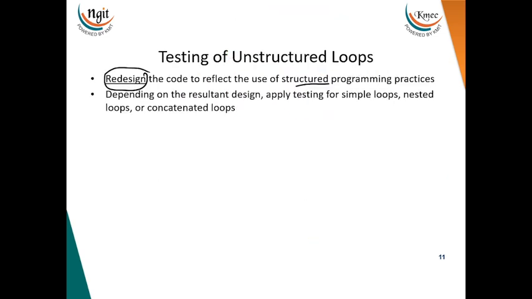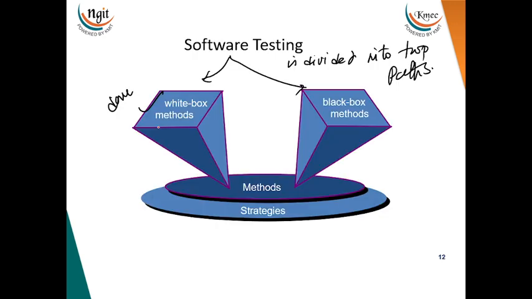Then if we have an unstructured loop, redesign the code to reflect structured programming. Practice, then depending on the result, reapply it for nested, simple or concatenated loops, correct.